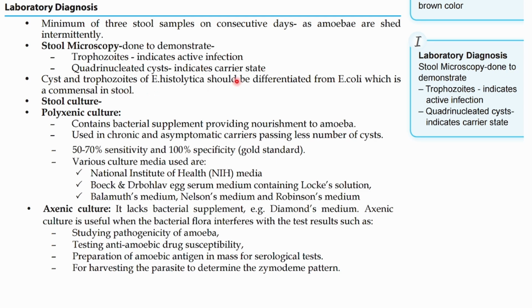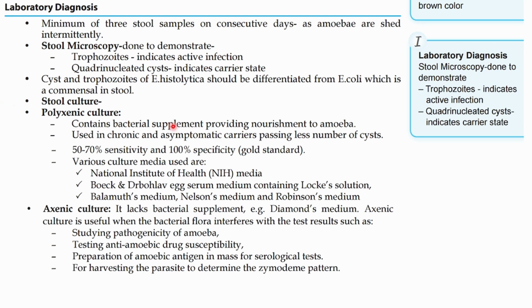Cysts and trophozoites of Entamoeba histolytica should be differentiated from E. coli, which is a common commensal in the stool. I have told you already: if they find the cyst of Entamoeba histolytica, there will be 4 nuclei in the cyst. But in Entamoeba coli, there will be 8 nuclei in the cyst, and it will be larger in size.